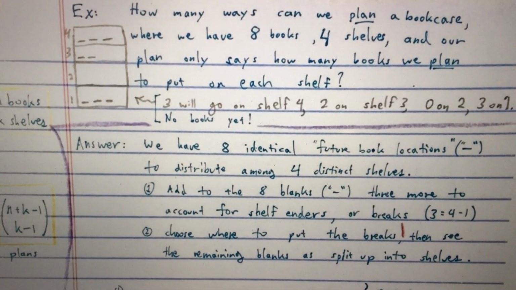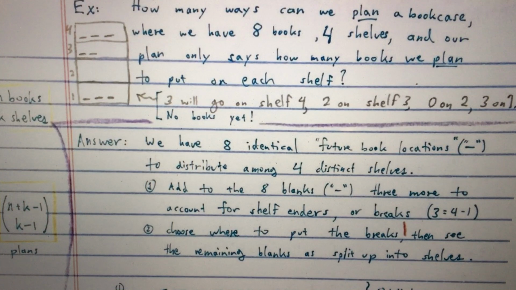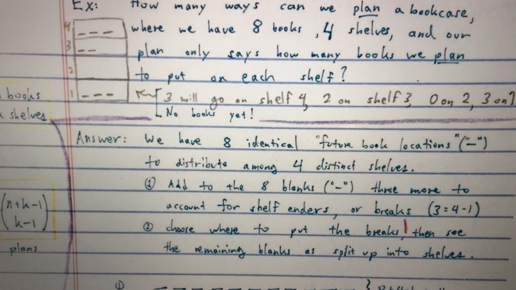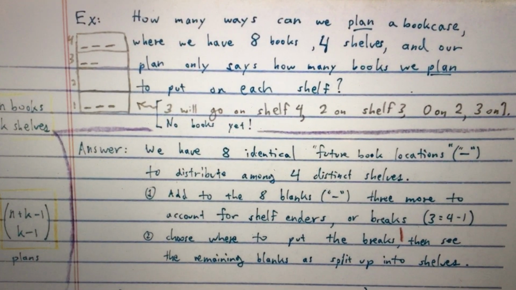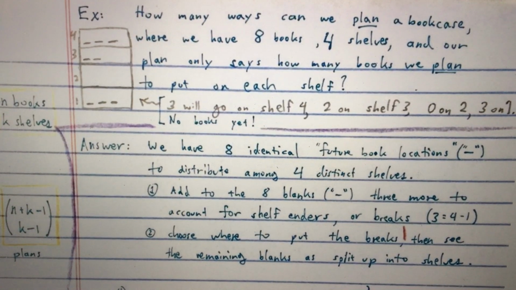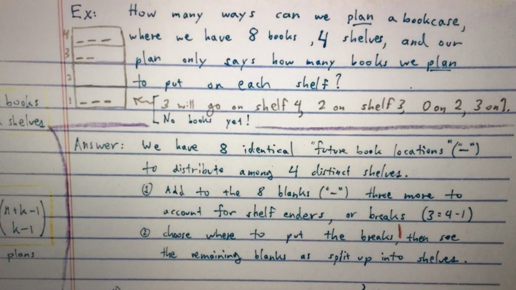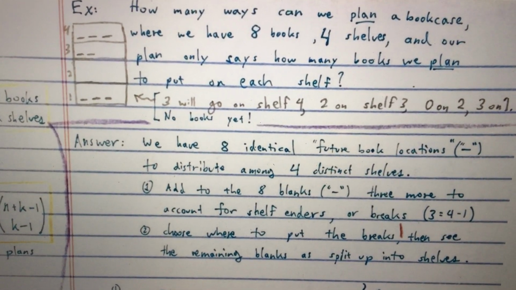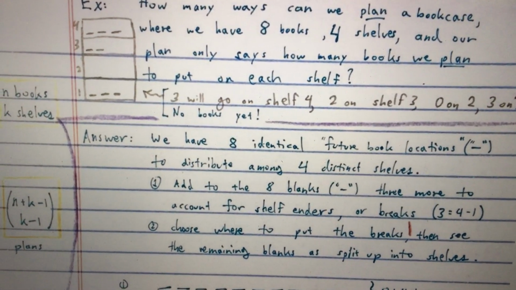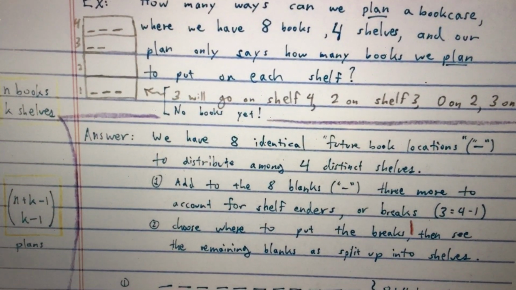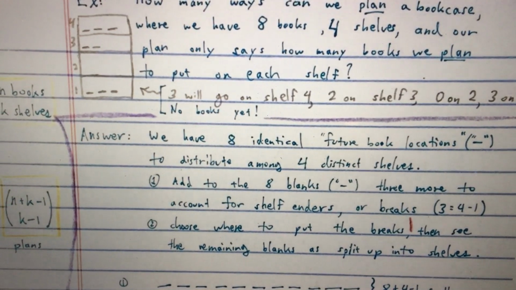Alright, so here's the answer of how many plans. We've got 8 identical future book locations to distribute among 4 distinct shelves. So here's how we do it, in 2 steps. First we add to the 8 blanks that we have sort of sitting on the side ready to go on the shelves, 3 more. And those are to account for shelf enders or line breaks. We need 3 because there's 4 shelves, so we'll have to insert 3 line breaks. 3 is 4 minus 1, to break up the blanks into 4 parts.